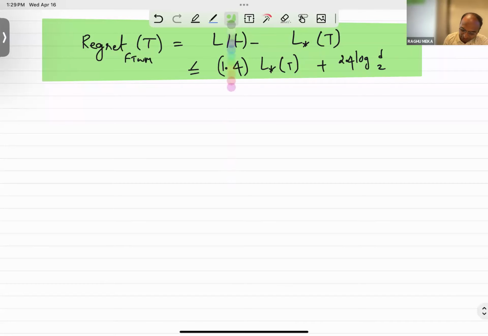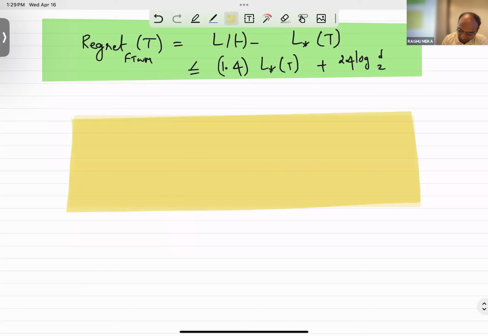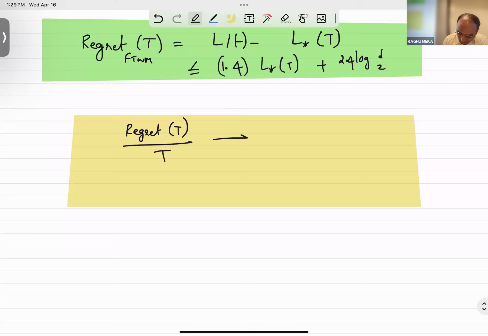So what we would really like to have is the average regret over the time, meaning this ratio, to go to zero, right? So such algorithms are called no regret algorithms. Okay, as t goes to infinity.